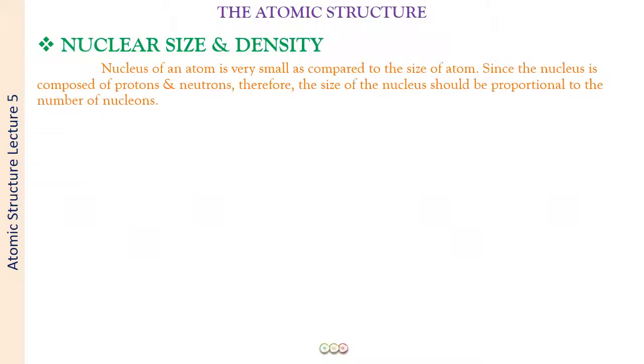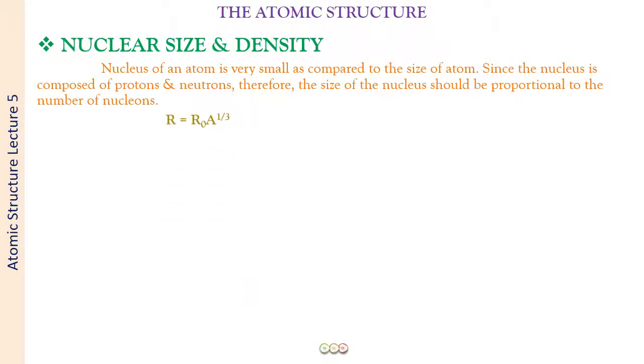If you remember, in the last lecture, we discussed nuclear size and density a bit, and some things in the have an edge section. So the nuclear size and density, these points have been mentioned in the NCERT textbook also. So let us just quickly revise them before moving further. The nucleus of an atom is very small as compared to the size of the atom. You know that the nucleus is composed of protons and neutrons. Hence, the size of the nucleus should be proportional to the number of nucleons.